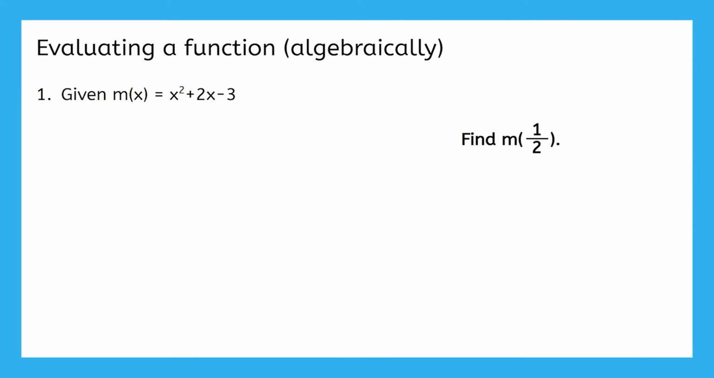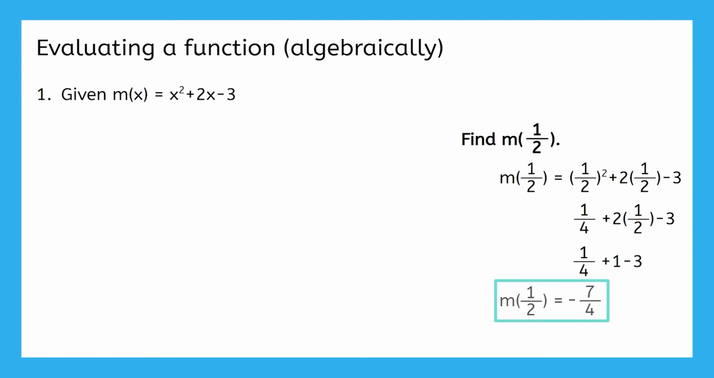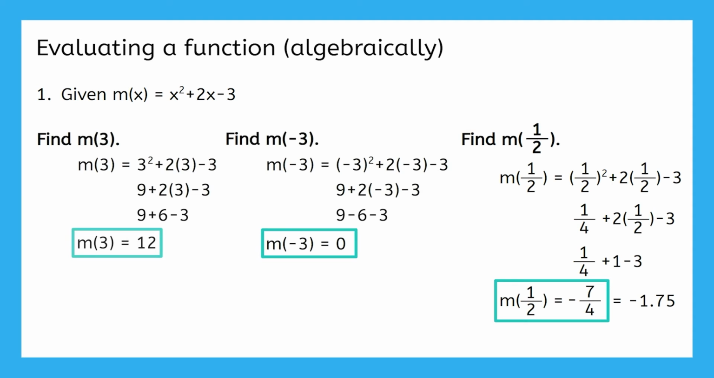And same goes for an input of 1/2. When simplifying this, I'm going to square the whole fraction 1/2 and then continue simplifying to get negative 7/4 as the output. Or if you prefer working with decimals and changed all of these 1/2s to 0.5, you will still get this same answer, but it'll just be in decimal form. And negative 7/4 in decimal form is negative 1.75. Nice work.